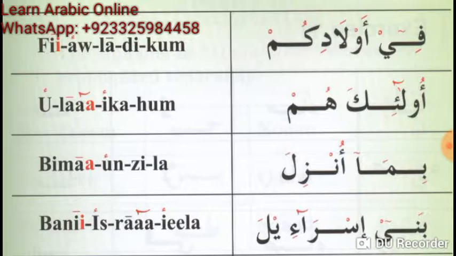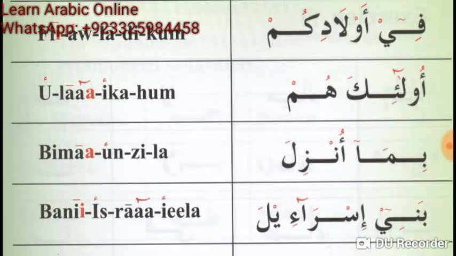Ma. Bima unzila. Bani Israila. Yes, you have to elongate ya madda, alif with madda, and ya madda. Bani Israila. Okay.